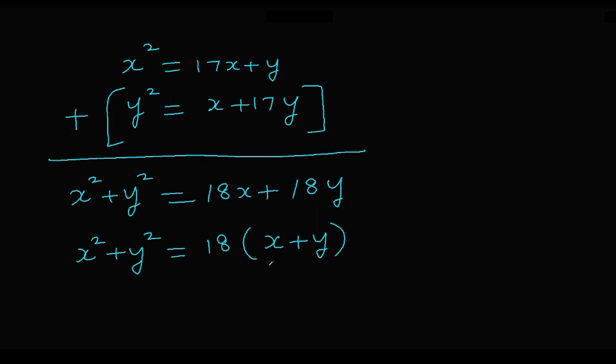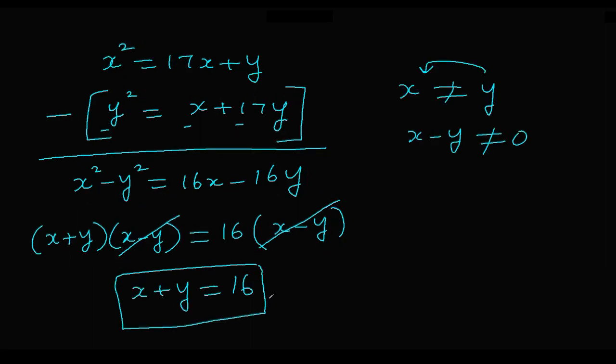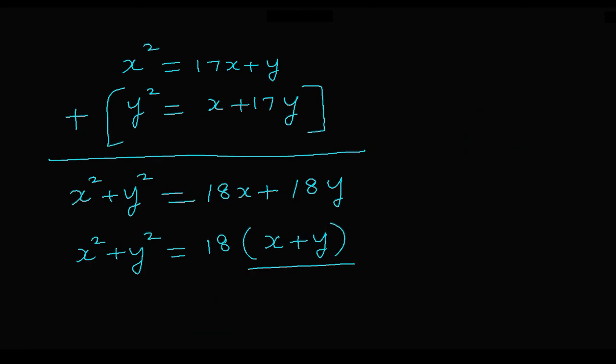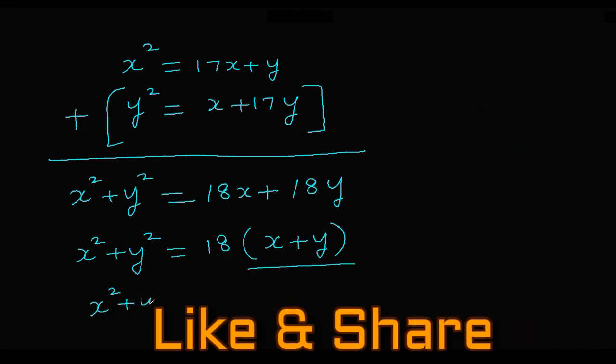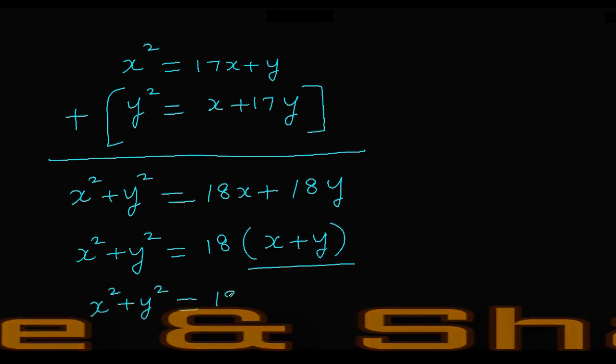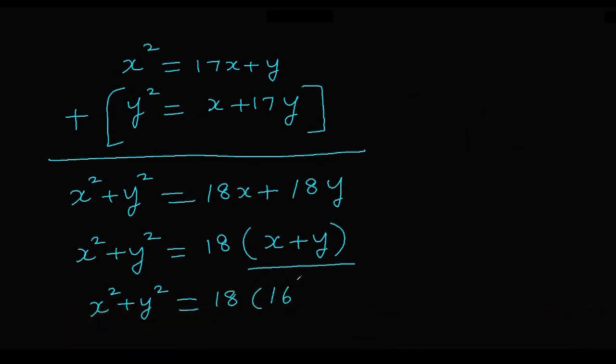Now I have the value for x plus y. We got it in the previous whiteboard: x plus y is equal to 16. I am going to substitute it here, which will become x squared plus y squared is equal to 18 times 16. Now 18 times 16 is 288.